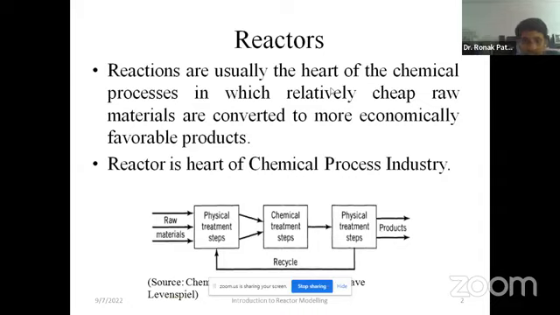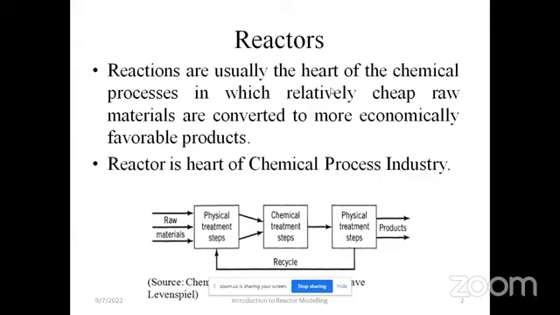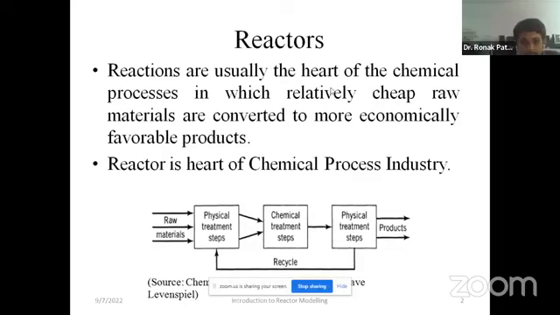The central part is the chemical treatment step, which is the heart, and in that step we have a reactor. If we design our reactor properly, it may happen that it can take any raw materials which do not require any kind of purification, and it will give us 100% pure products. That is the idealized scenario. Ultimately, if we design our reactor properly, then we can minimize the physical treatment steps, which are pre and post the chemical treatment step.